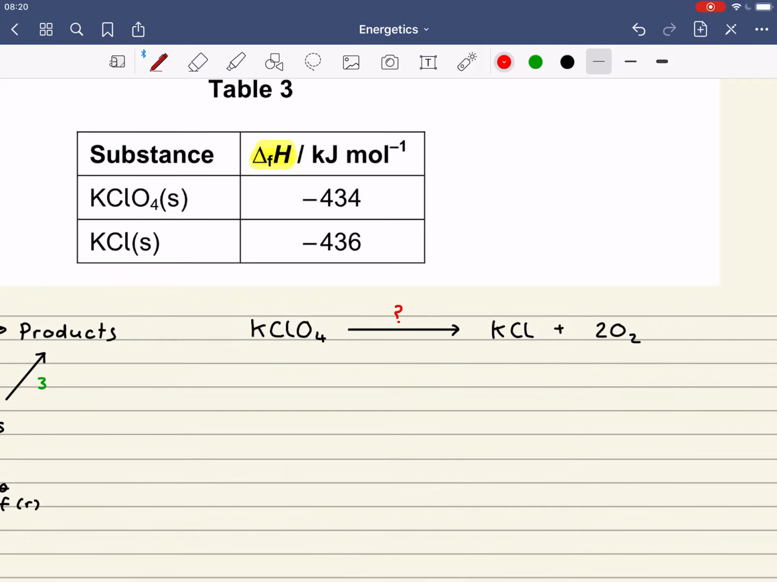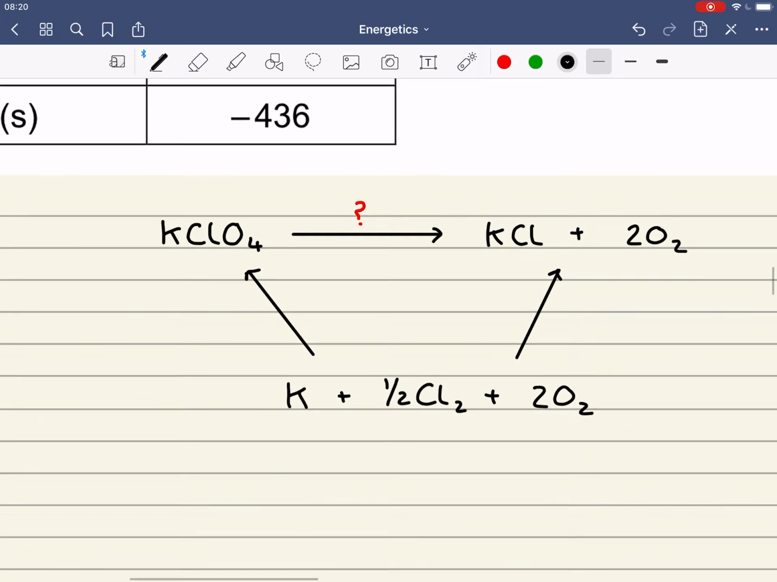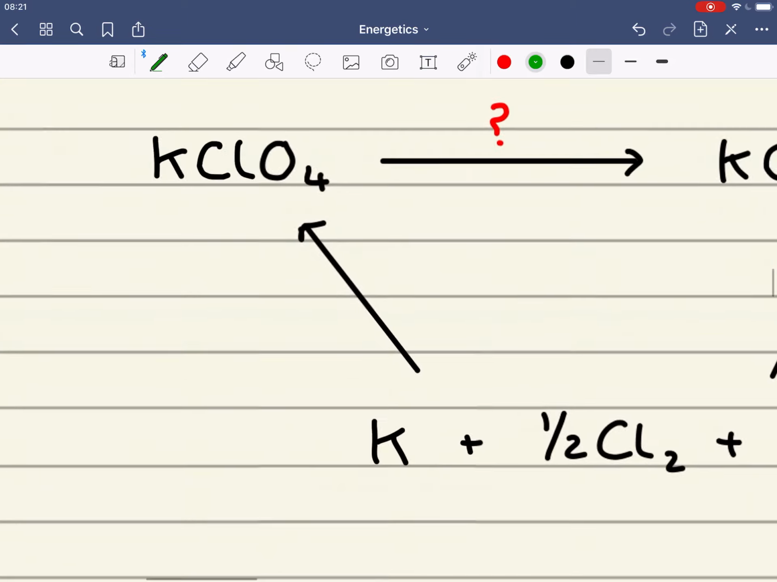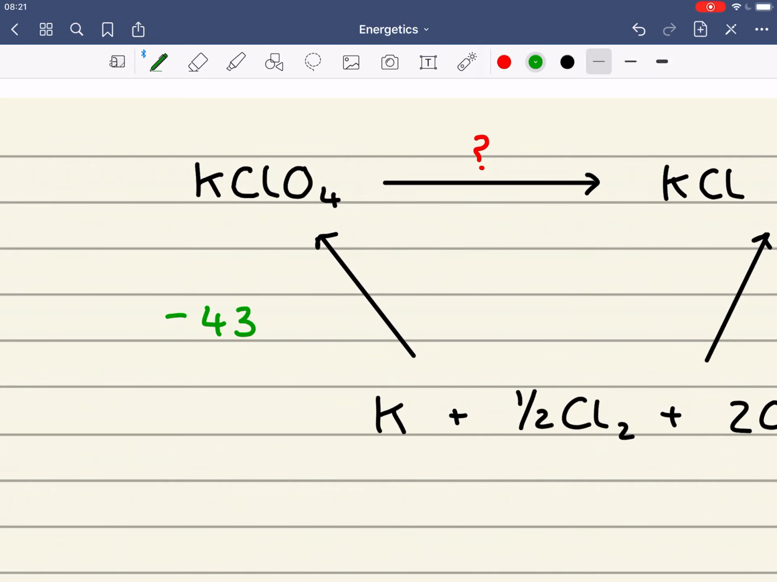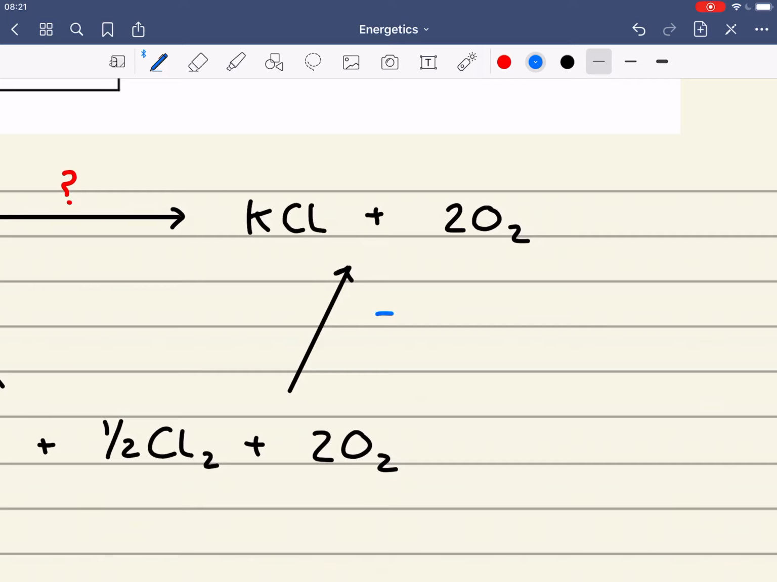Now because we've been given enthalpies of formation, we write down the elements that the reactants and products are made from, and that is K plus a half Cl2 plus 2O2. Remember, the arrows are now going to point up. So what we've got then is the enthalpy of formation of potassium chlorate(VII) is minus 434. And the enthalpy of formation of potassium chloride is minus 436.